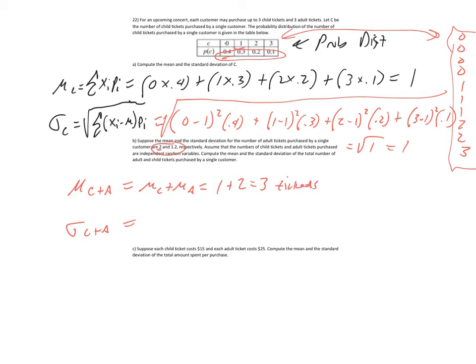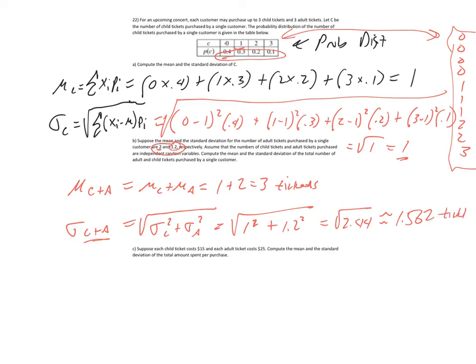For the standard deviation, again, when you add 2 groups, you have to add squares and take the square root, just like with the Pythagorean theorem. So in this case, we square the children's standard deviation, which was 1, so this is 1 squared, plus, and we always add here, the standard deviation for the adults, which is 1.2, so that's 1.2 squared. We add those up, and then we take the square root. This equals the square root of 2.44, which is approximately 1.562 tickets. So that means a customer is on average buying 3 tickets, give or take about 1.562 tickets either way. Again, this is rule 2 for means and variances.